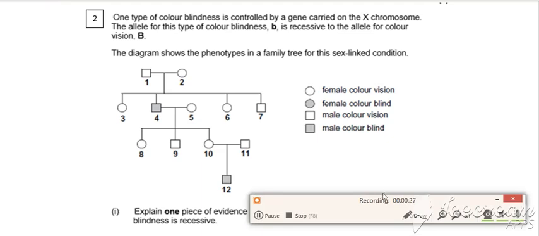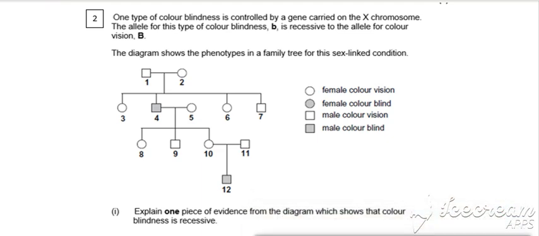So we are told in the question that this is a sex-linked condition, and that it is carried on the X chromosome. Looking at the information we are provided with, we can see that individuals 1 and 2 do not have the condition, yet they have produced a child, number 4, that does. So that suggests that 4 will carry the X chromosome that has the lowercase b on it. So we need to look at what the genotype of those individuals are.